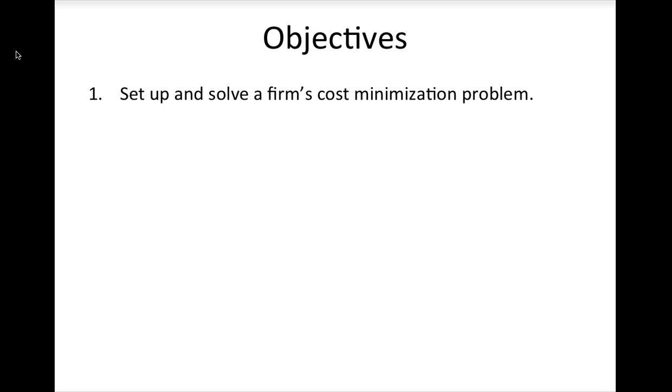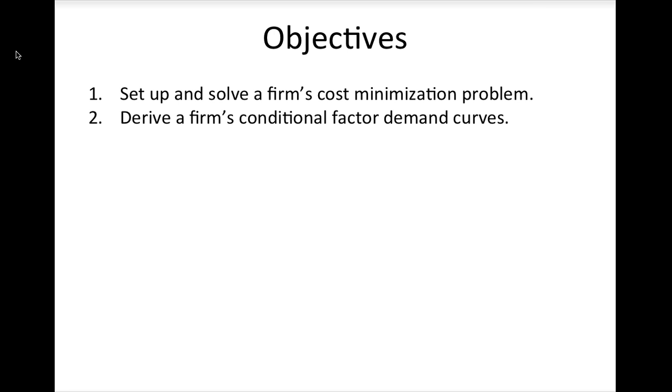The solutions to this problem will be the firm's conditional factor demand functions for its inputs, which you should be able to derive as a part of solving the cost minimization problem. In addition, you should be able to derive a firm's isocost lines on your way to solving its cost minimization problem.